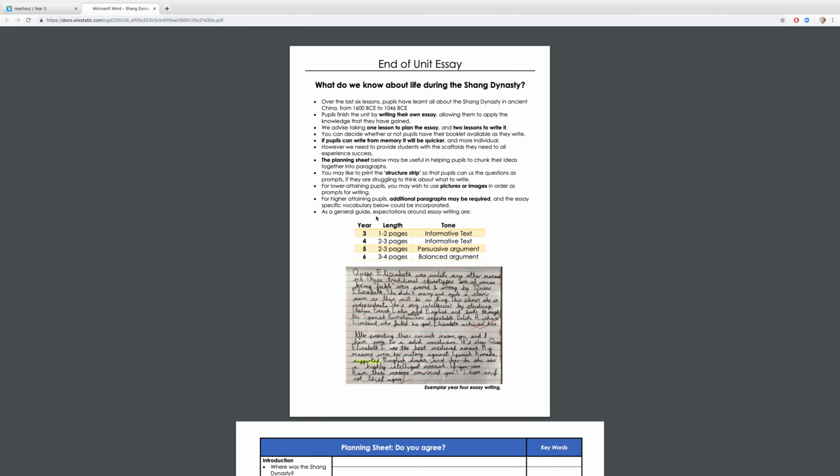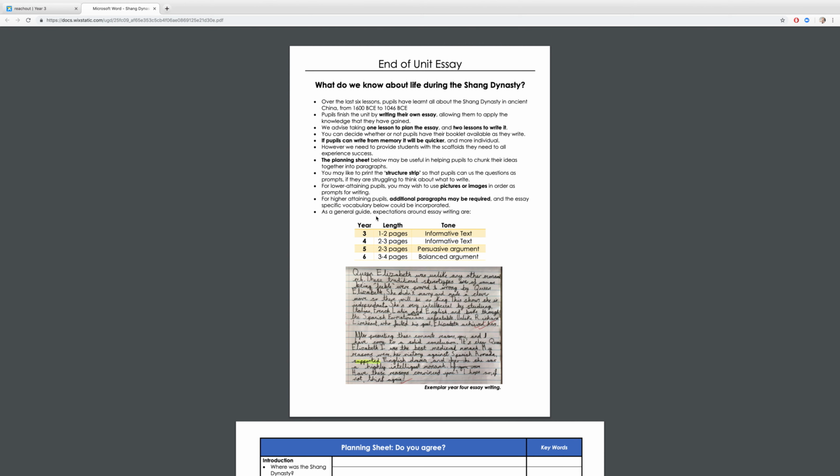For high retaining pupils, we found that they tend to use the structure strips as a guide, but they'll play about with the paragraphs. They might add additional paragraphs, they might change the order, and they also might start to use some essay-specific vocabulary to sort of lift the sophistication of that essay. And we've got some examples of that below as well.